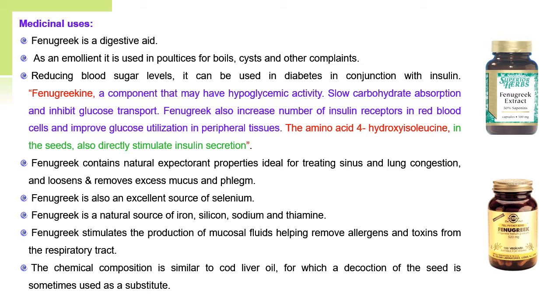Fenugreek reduces blood sugar level through the effect of fenugreekine alkaloid, which has a hypoglycemic effect by slowing carbohydrate absorption and inhibiting glucose transport. Also, it increases the number of insulin receptors in red blood cells and improves glucose utilization in peripheral tissues. The amino acid 4-hydroxyisoleucine also has a direct stimulant effect on insulin secretion.